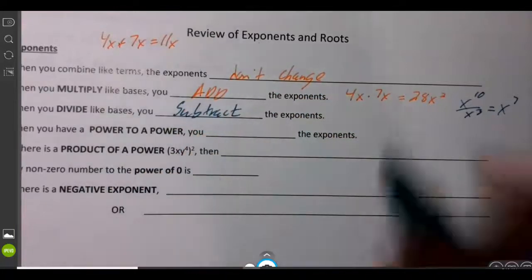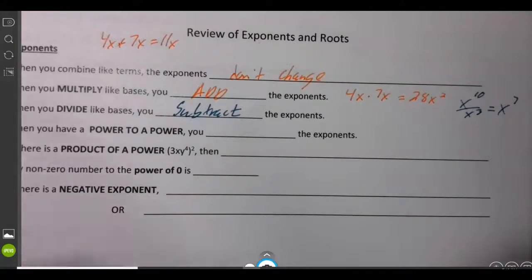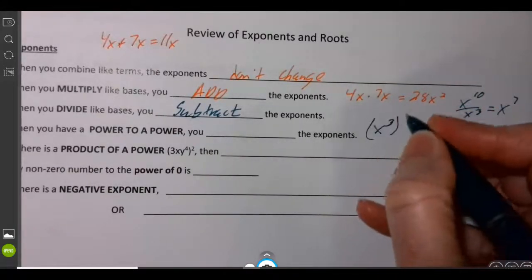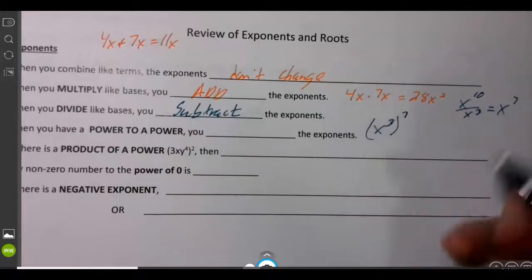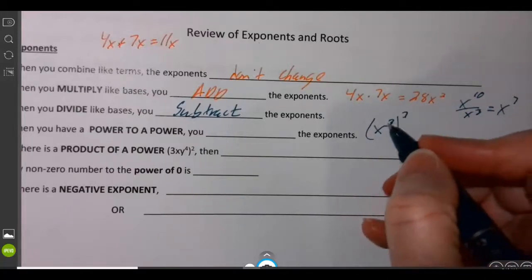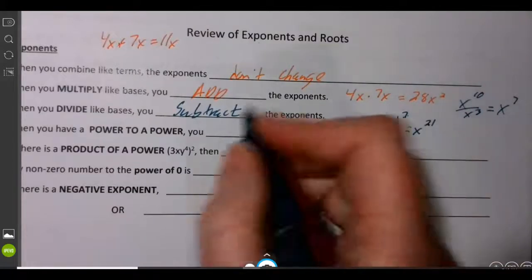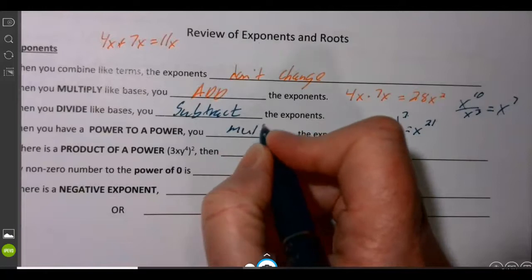When you have a power to a power, so this is saying if I have x to the 3rd to the 7th, when I take a power to a power, what do I do with my exponents? I get x to the 21st, right? Because I multiply the exponents.